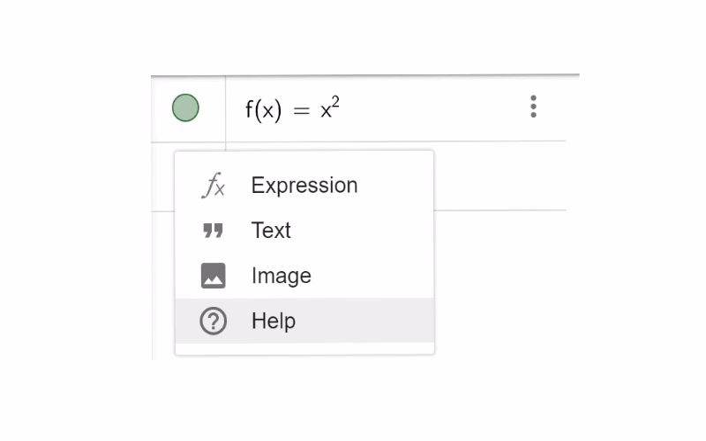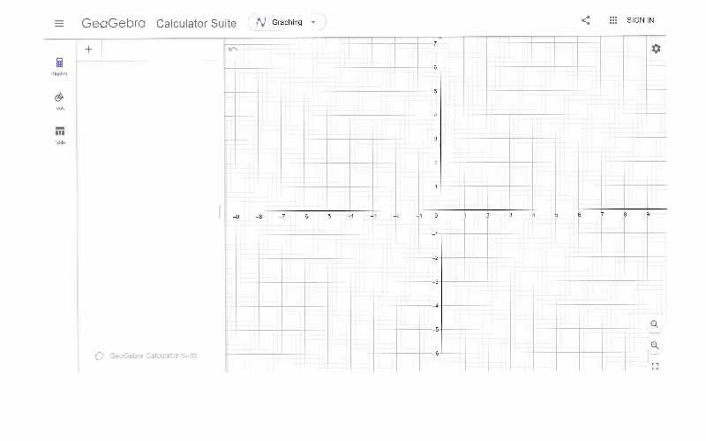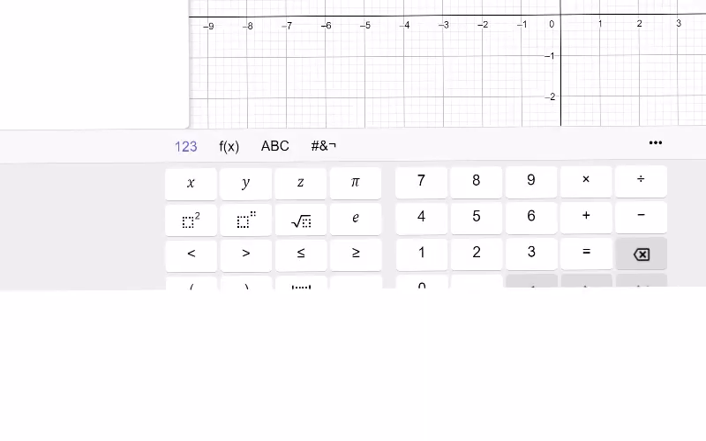If it doesn't bring the calculator up straight away, it may bring up this box here. What I want you to click on is f of x. As you know, we're going to be looking at functions here, so it should be a little bracket there, f of x for expression. And then we're going to use the calculator to type in x squared. If the calculator doesn't pop up, just click down here. There's a calculator function down here. So you should see the calculator pop up.